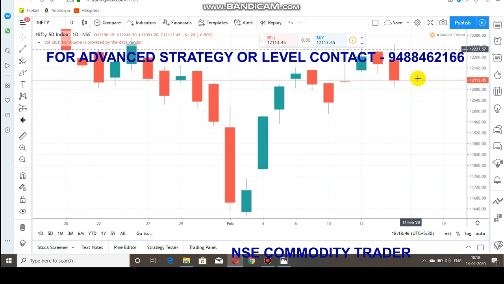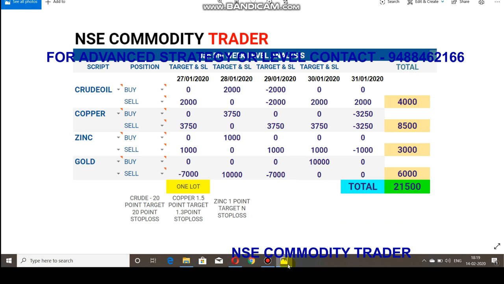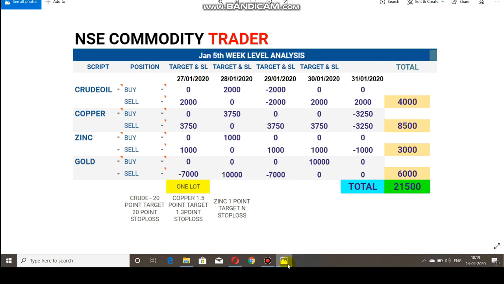On the support side, if 12,100 breaks, you can expect the market to go down to the 12,000 range. The support range will be 12,000 to 12,080. If Nifty breaks 12,080 as well, you can sell Nifty and expect a downside. We are also taking advanced trading strategy classes, and we are also providing levels for commodities like crude oil, copper, zinc and gold.